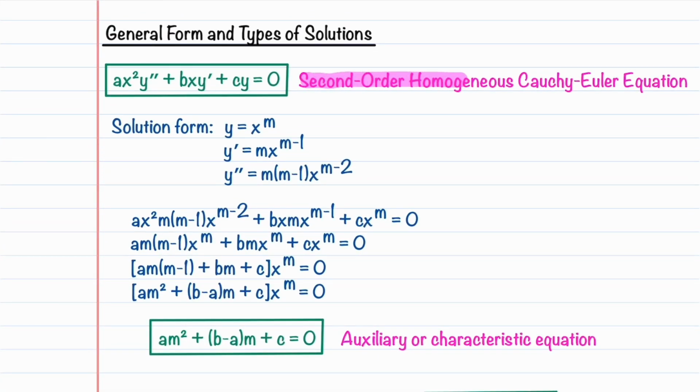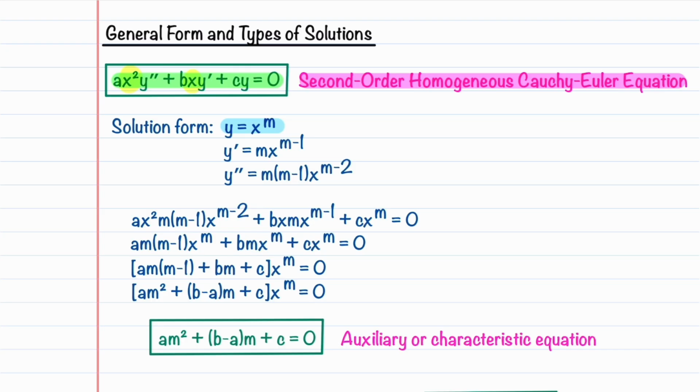A second-order homogeneous Cauchy-Euler equation has the general form ax squared y double prime plus bxy prime plus c times y is equal to 0. This looks similar to a second-order homogeneous equation with constant coefficients, but here there's an x squared that multiplies y double prime and an x that multiplies y prime. This type of equation has a solution of the form y is equal to x to the m.